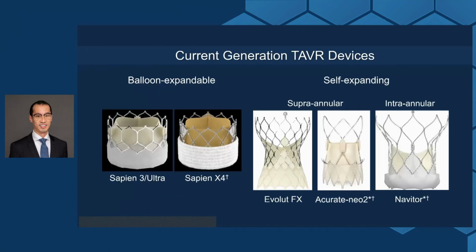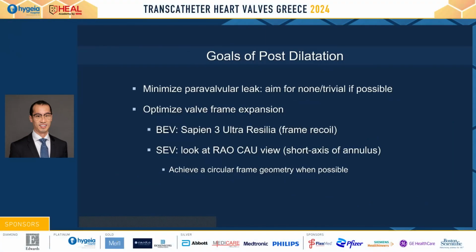Here are the current generation TAVR devices. Some of the ones you see here, such as SAPIEN 3 Ultra or HYGEIA, and Evolut FX and Navitor are now available in the United States. All these have external sealing mechanisms to minimize perivalvular leak. However, we still need to post-dilate when necessary to reduce the leak, particularly if it's only mild or moderate, and we should aim for trivial or none, based on the anatomy that we deal with.